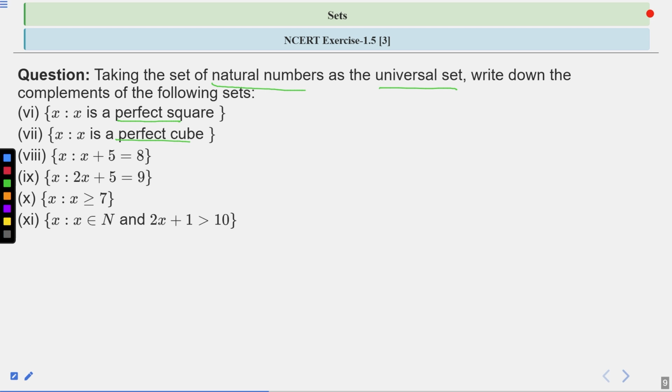In eighth, the collection of all x satisfying the equation x plus 5 is equal to 8. In ninth, the collection of all x satisfying the equation 2x plus 5 is equal to 9. In tenth, the collection of all x, x greater than or equal to 7. And in eleventh, the collection of all x such that x belongs to the set of naturals and 2x plus 1 is strictly greater than 10. Clear? So you'll have some seconds to try this problem. Then afterwards we will move on to the solution slide. So your time starts now.